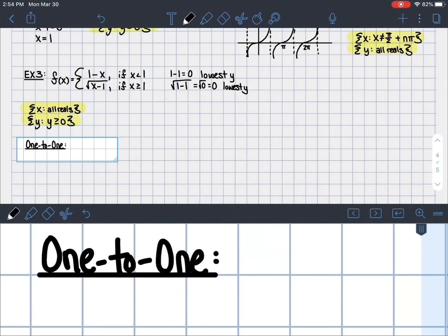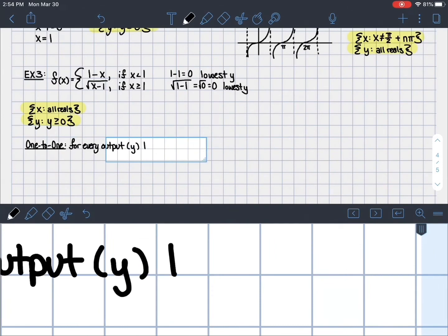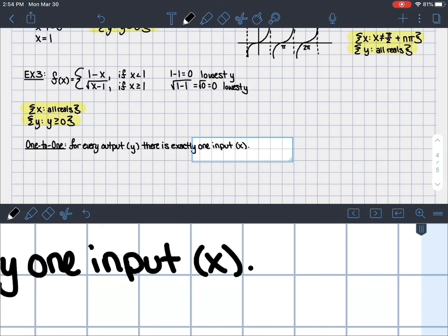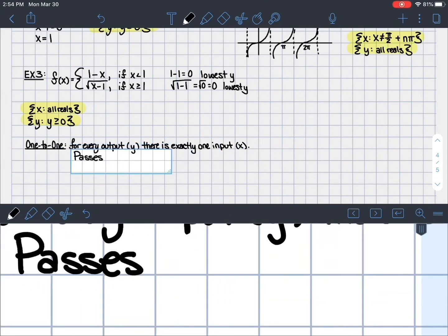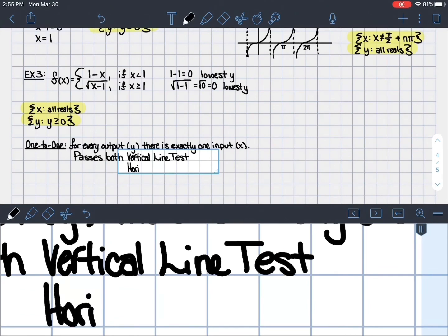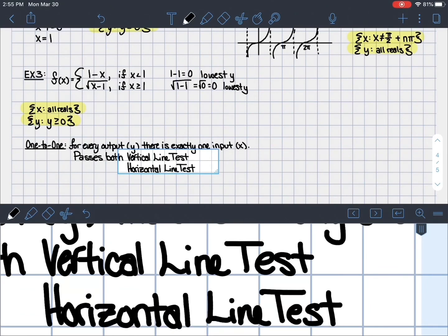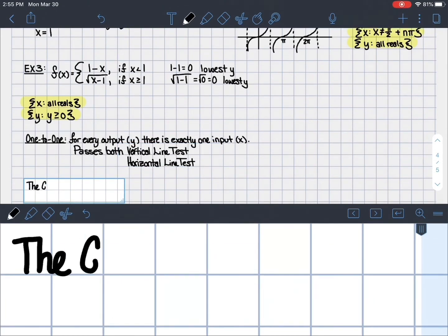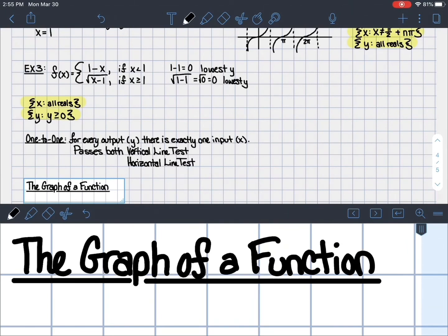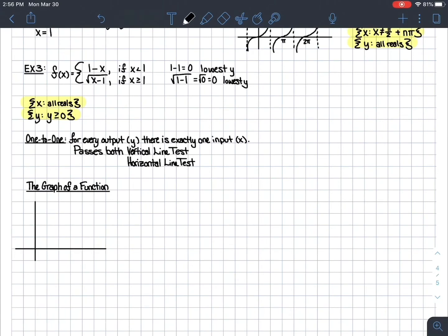A one-to-one function is a specialized function where for every output, there is exactly one input. This type of function not only passes the vertical line test, but it also passes the horizontal line test. So for every input, there's exactly one output, it's a function, but also for every output, there's exactly one input, one to one. Let's look at the graph of a few different possible functions.